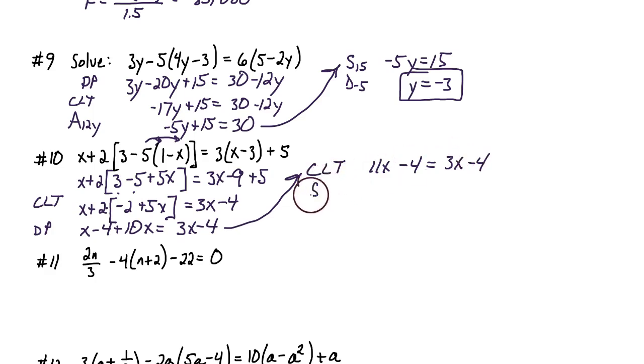Next step, subtract 3x from both sides. 8x minus 4 is equal to negative 4. Now add 4 to both sides. 8x is equal to 0. Therefore, x equals 0.